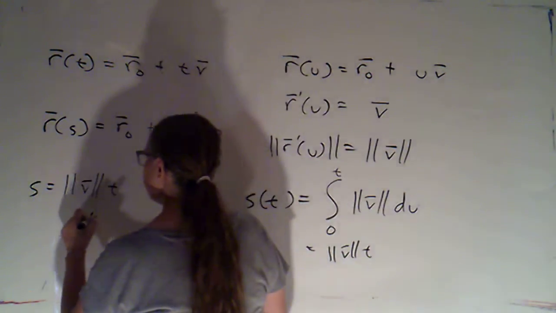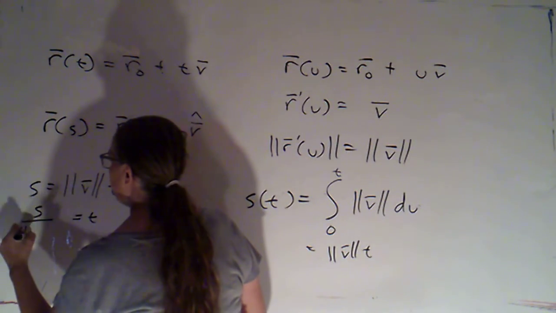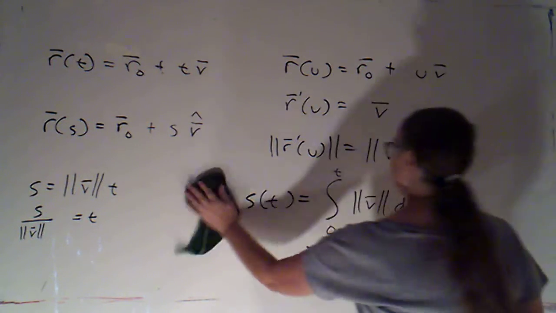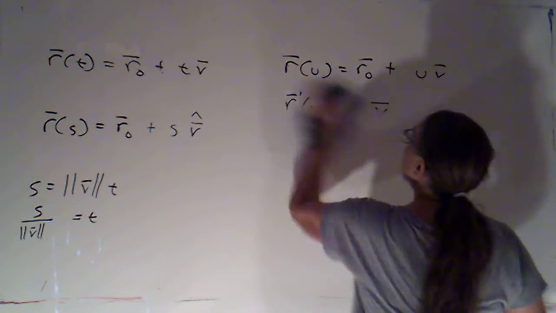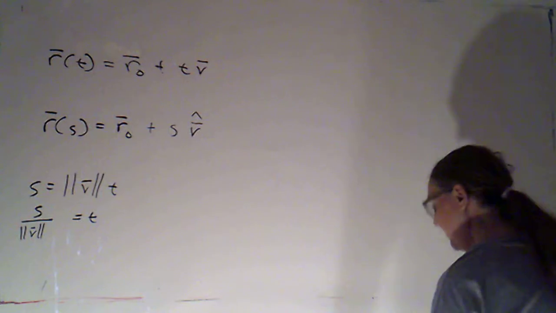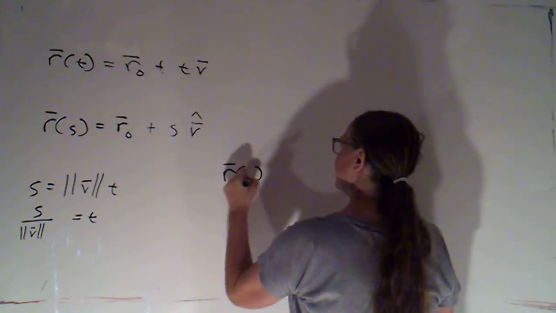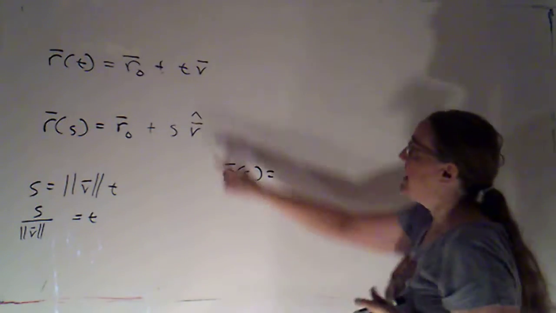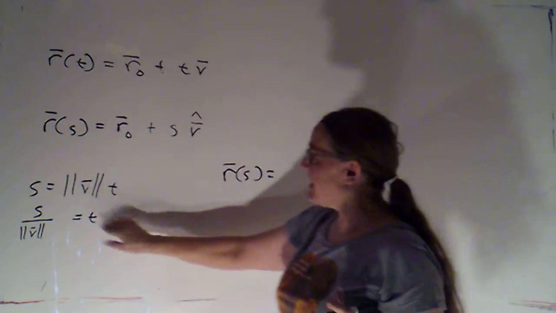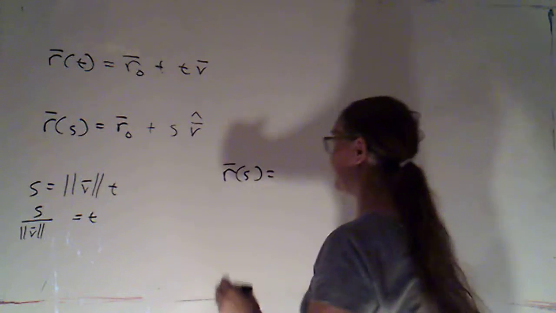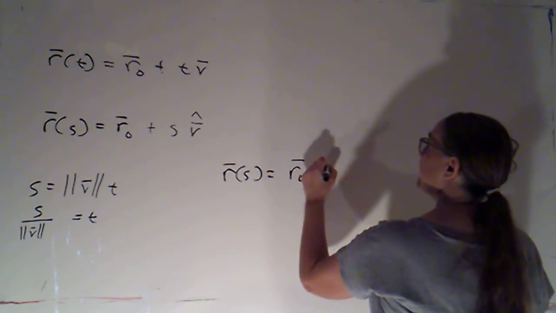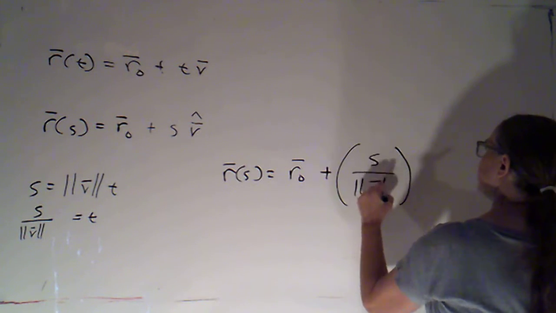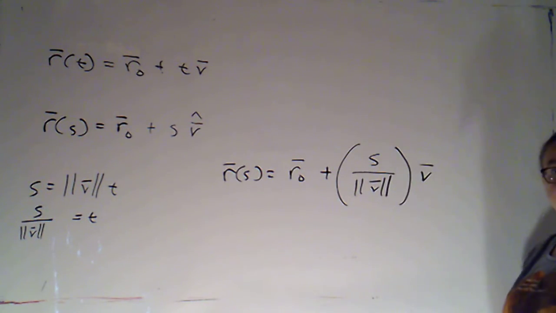I can solve for t. t is just s over the magnitude of v. Okay. So to get r of s, I'm going to take my formula for r of t, but I'm just going to replace t with this characterization of t. So that would be r naught plus s over the magnitude of v copies of v.